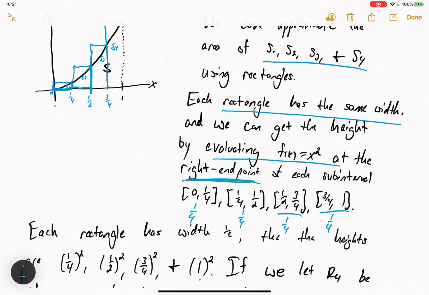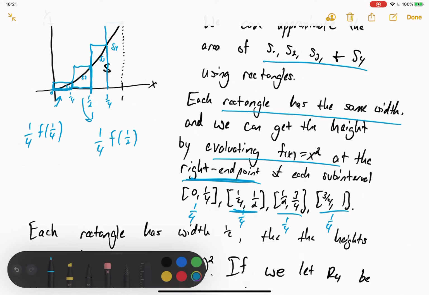If you look at each rectangle, the first one right here will have a width of 1/4, and it'll have a height of f of 1/4, because 1/4 is our right endpoint, and that's what we plugged in to find the height. And for this one, S2, the area of the rectangle again has a width of 1/4, and it's going to have a height at the right endpoint. The right endpoint of this one, which spans 1/4 to 1/2, is 1/2. So it's f of 1/2 times 1/4, and that's going to be the area of that rectangle.